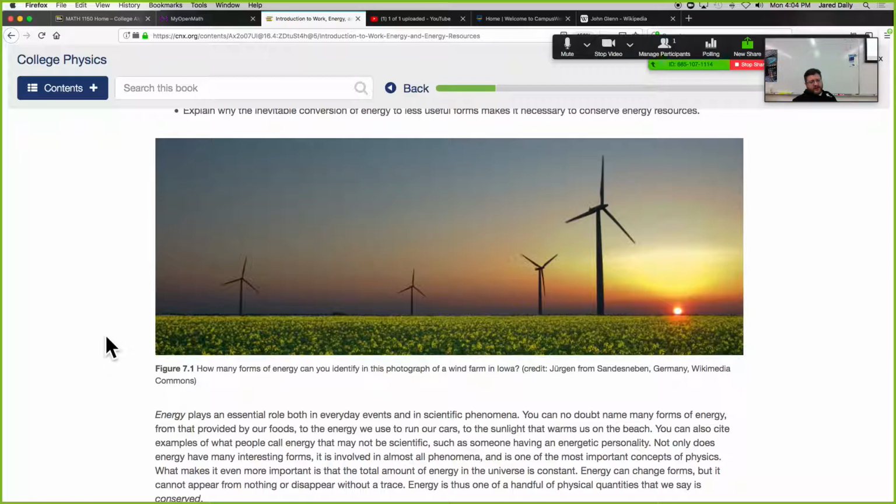So they have this picture of the wind farm in Iowa, which is kind of ironic because 10 years ago, wind farms were all the rage. Everybody was building up windmills because we were going to have all this free energy. And now everybody's taking wind farms apart because they didn't listen to the scientists in the first place.